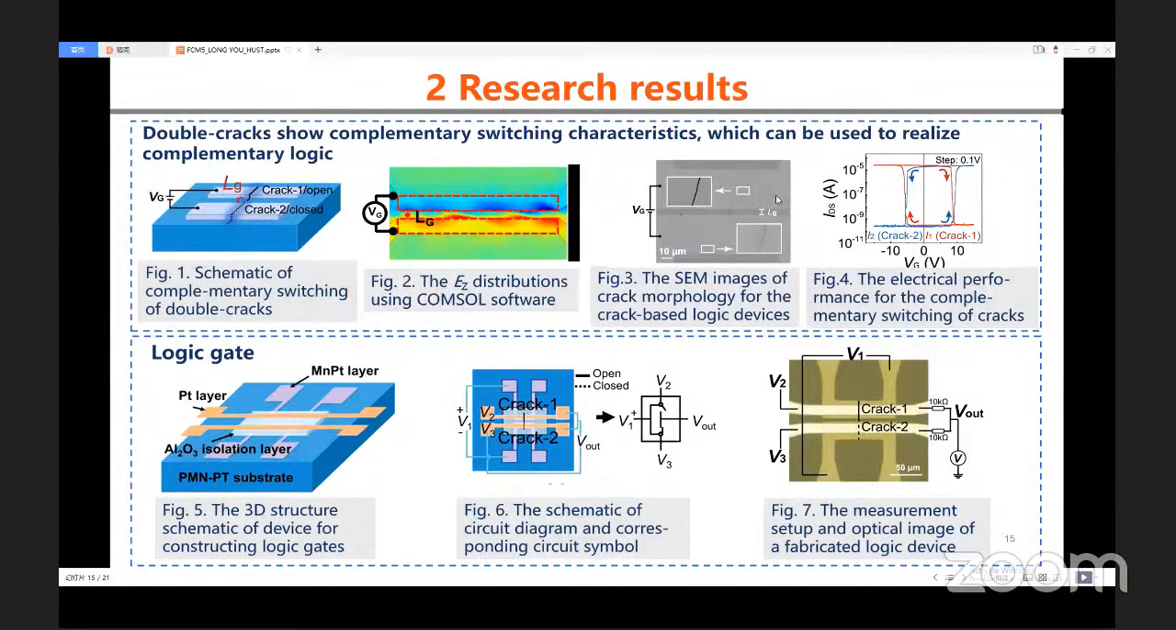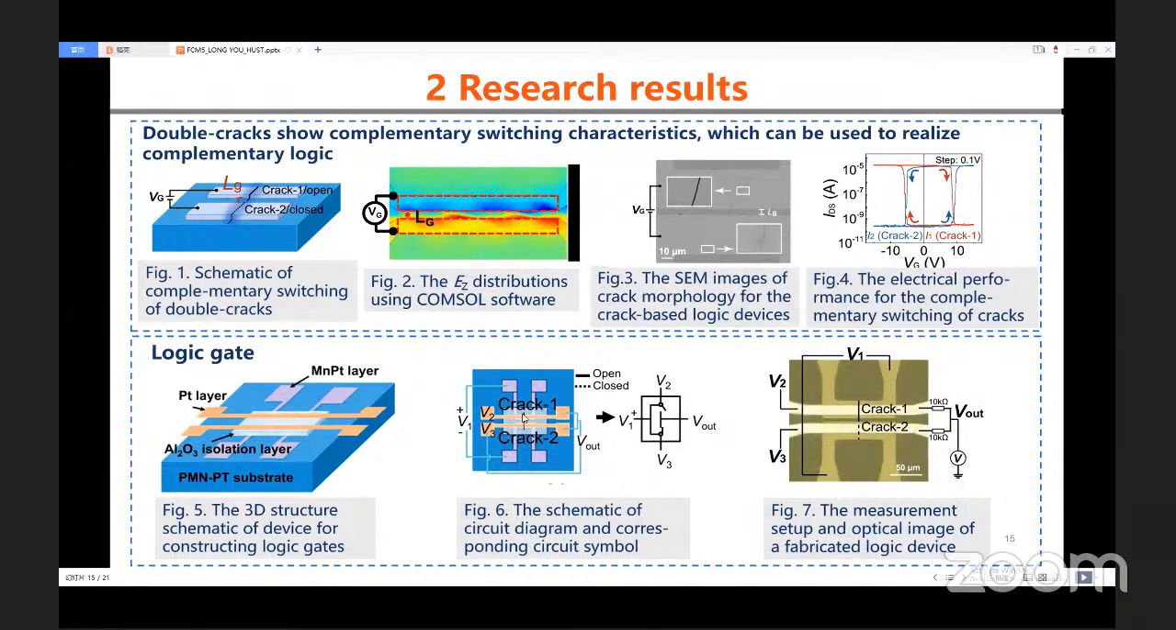The SEM image clearly shows that the two cracks have opposite states. From the IV curves, we can find that when crack 1 is open, crack 2 is closed, confirming the complementary characteristic. In order to construct a logic gate, we add an insulating layer and a top metal layer in the device. The insulating layer is used to isolate the output signal from the input one.